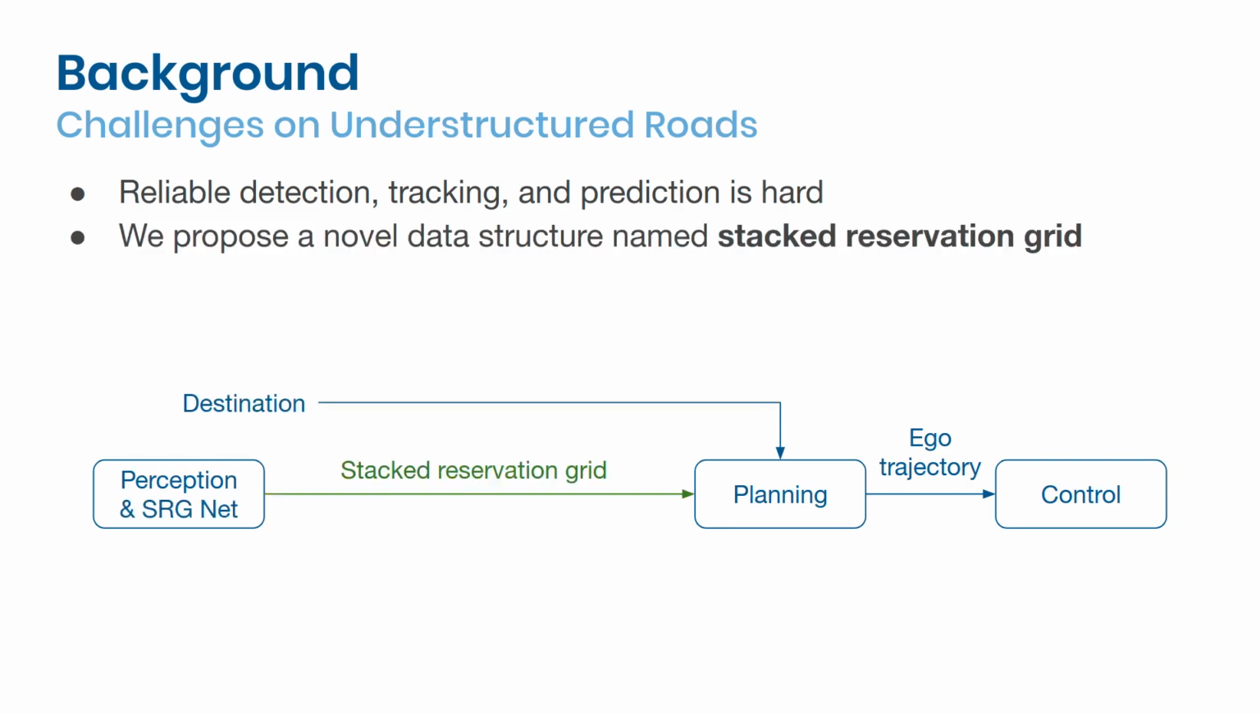To address the challenges, we propose a new data structure named Stacked Reservation Grid, or SRG. Introduction of SRG removes the need of precise tracking and prediction. We argue that computing SRG from perception is a natural extension to current deep learning-based computer vision methods. We also describe how SRG can be used out of the box with model predictive control.